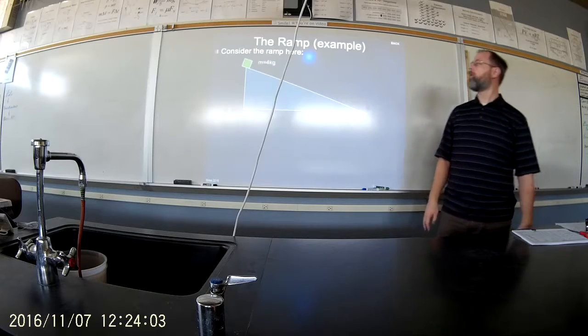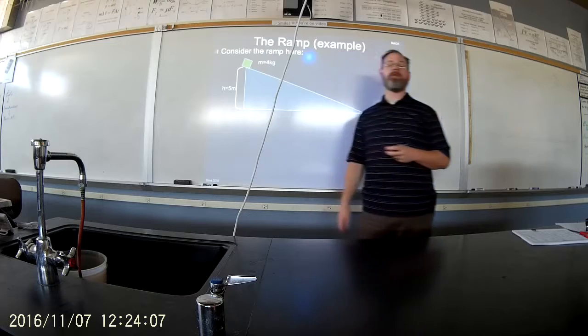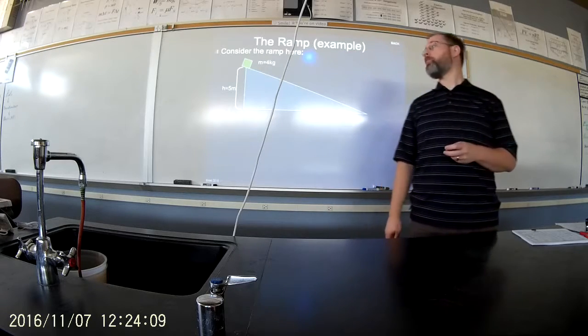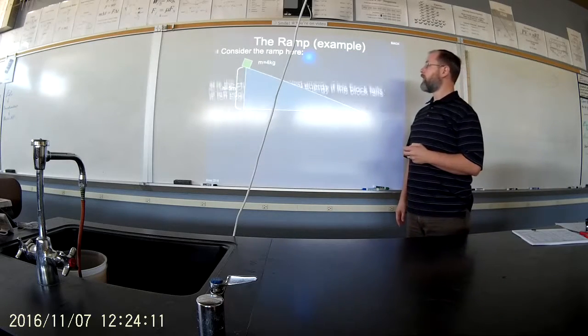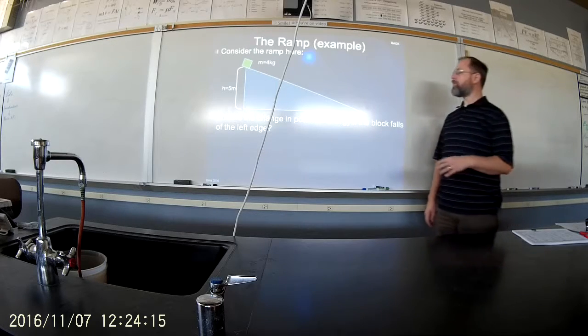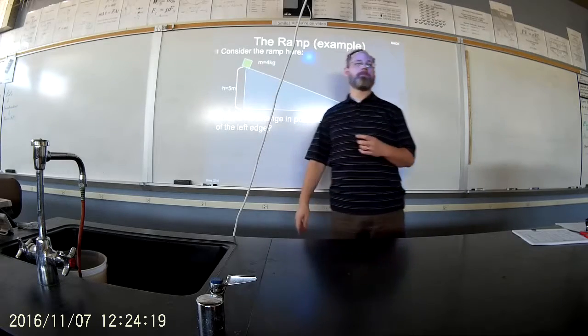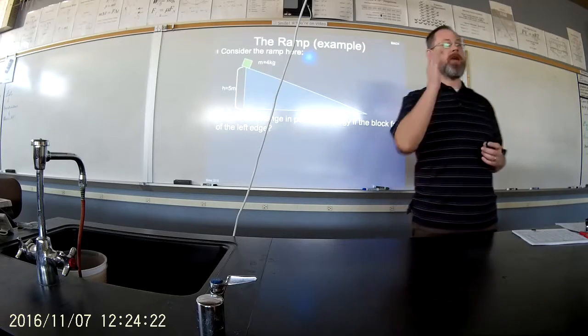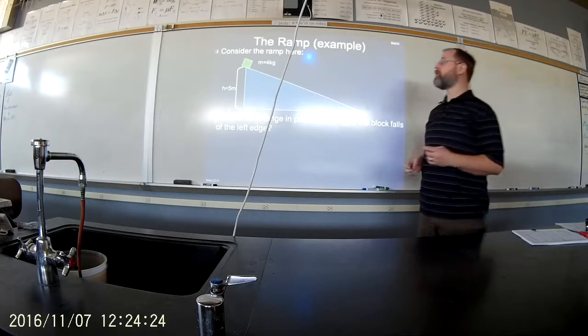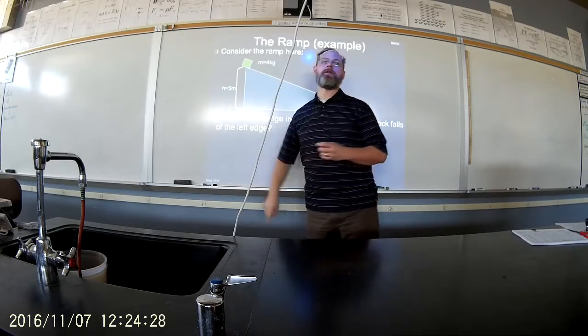So consider a block here of mass 4 kilograms. It's at the top of a 5-meter high ramp, and the length of the ramp is unnecessary. Quick question for you. What is the change in potential energy if the block falls off the ramp? So lean over your neighbor and see if you can figure out what is the change in potential energy if we just go boop, and push the block off the back of the ramp.